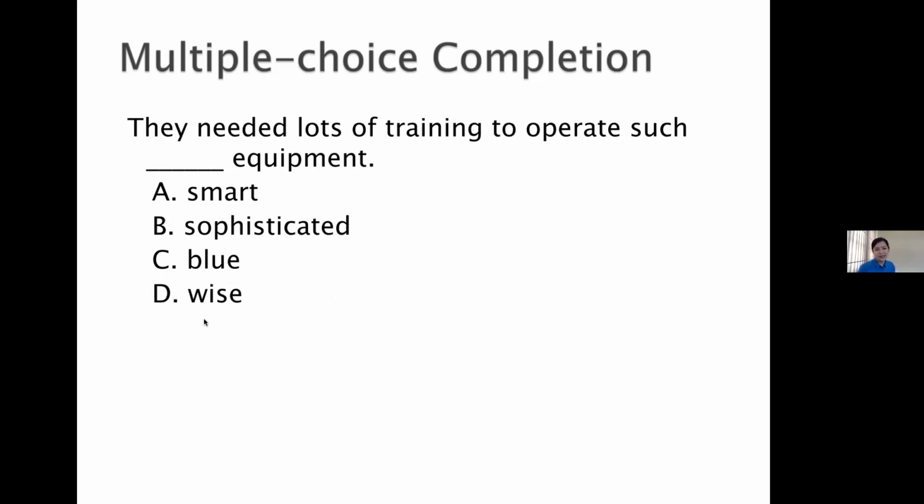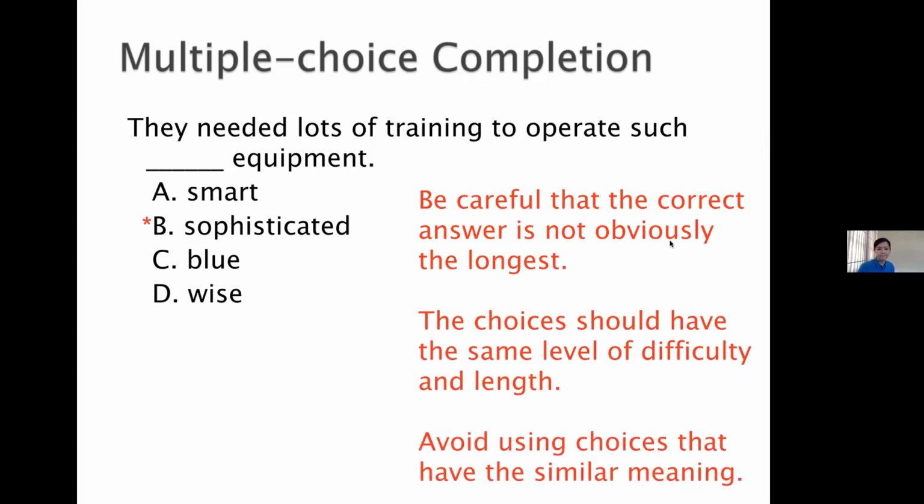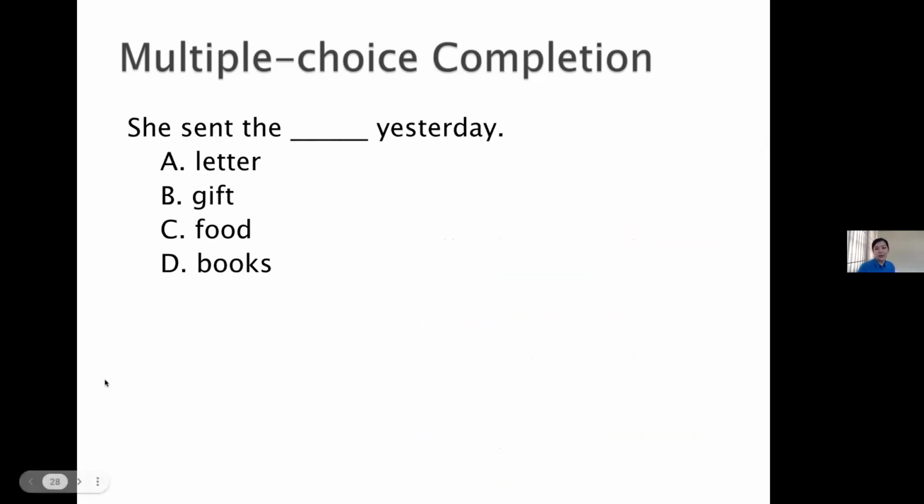The last one is we have two choices here which have more or less the same meaning, smart and wise. This is not a good thing that you can do in creating multiple choice test items. We don't use synonyms in the choices. All right, so be careful. Don't do that. What about this one?